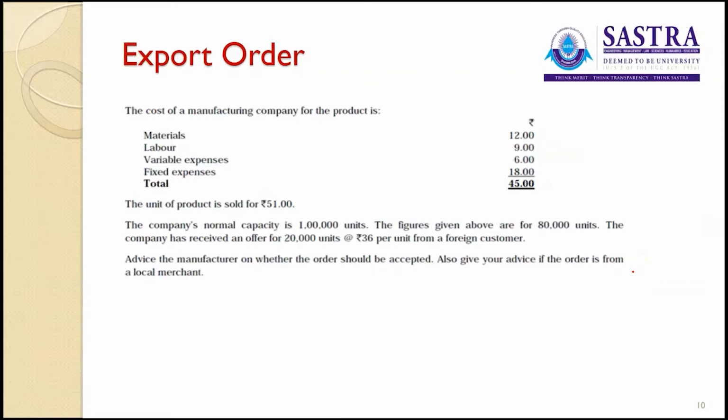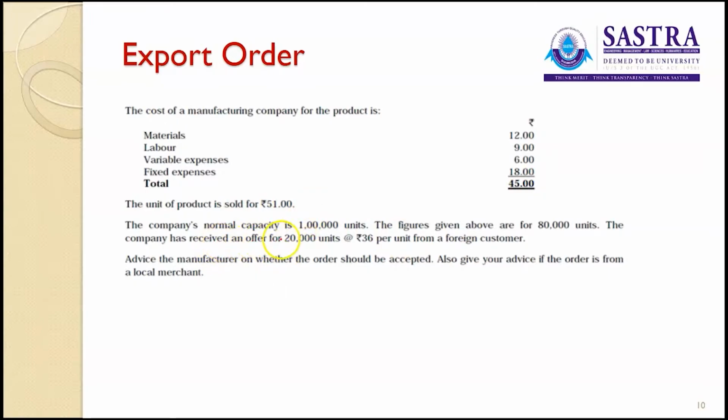Next, we shall pass on to another decision, namely the export order. The cost of manufacturing company for a product is, now we have materials 12 rupees, labor 9 rupees, variable expenses 6 rupees and fixed expenses 18 rupees. We have a total of 45 rupees. The unit of product is sold at 51 rupees.